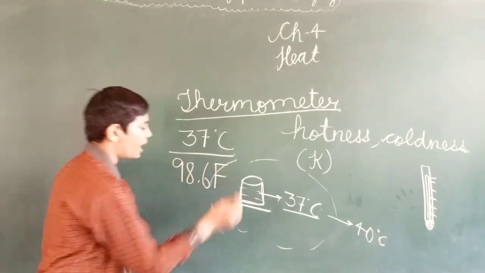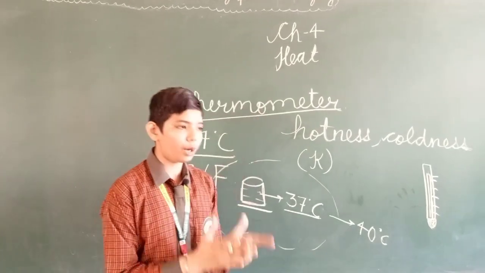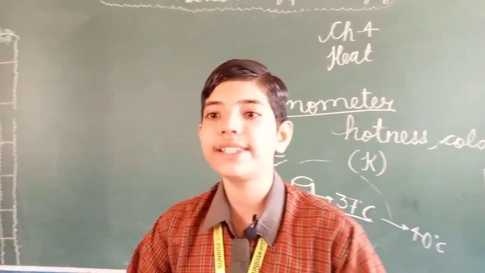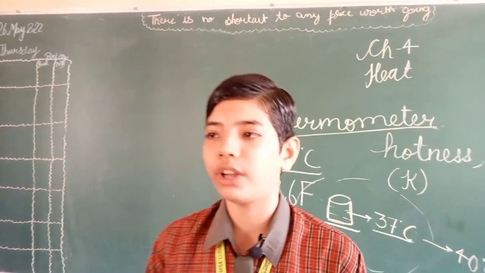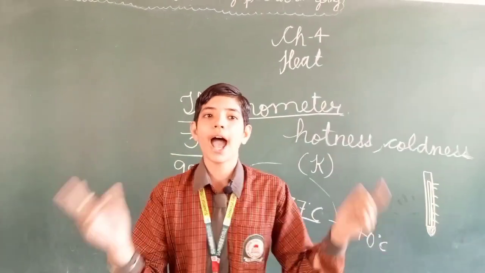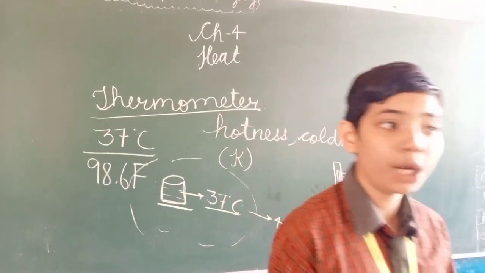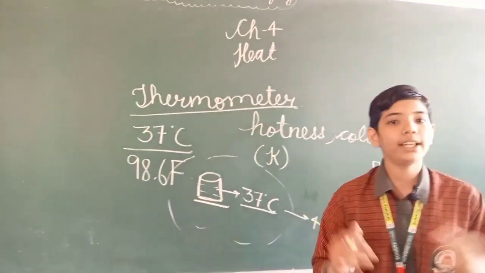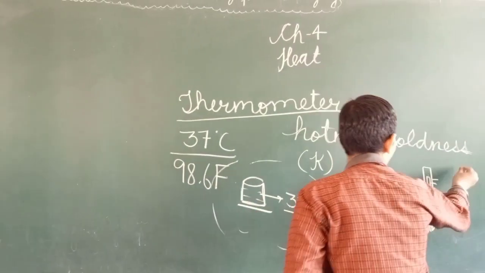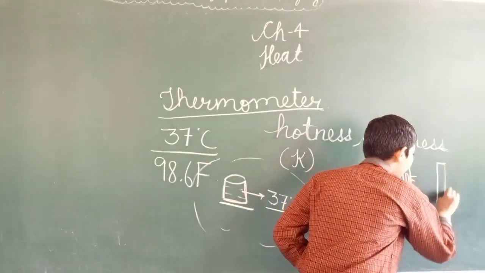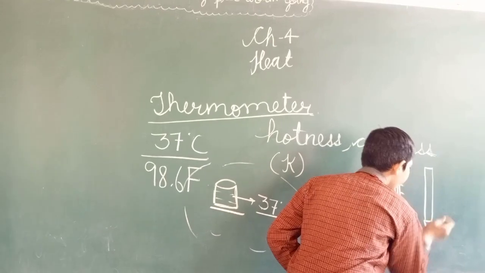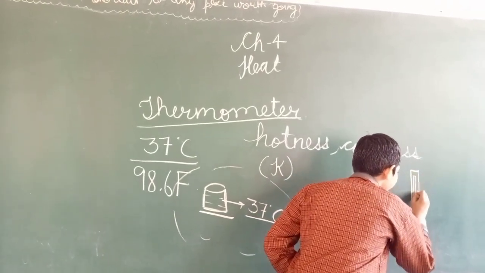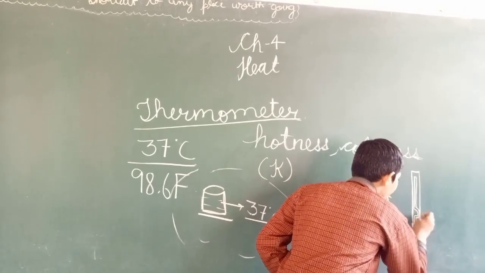Now, there are two types of thermometer. The first one is the clinical thermometer and the second one is the laboratory thermometer. Firstly, I would like to define the clinical thermometer. As you know from its name, the thermometers used in clinics are known as clinical thermometers. In a clinical thermometer, for example this one, the capillary tube has a vent like this, which is known as the kink.